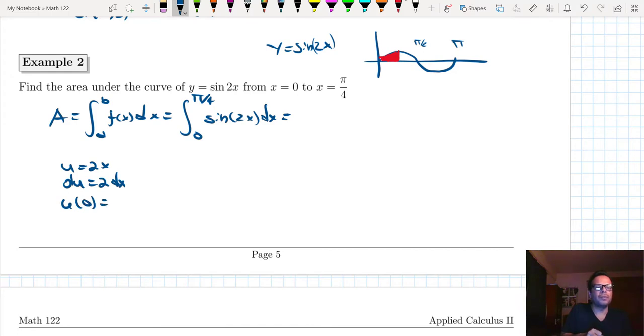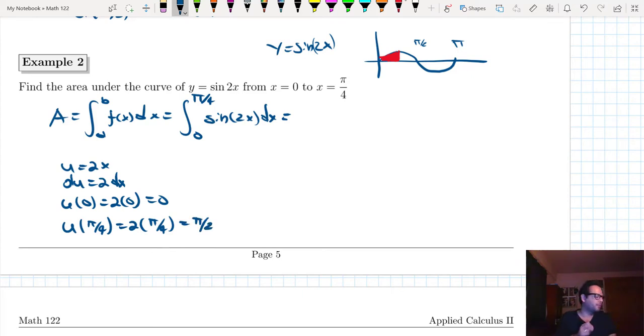u of 0, the lower limit, equals 2 times 0, just the same way we did it on the exercise above, right? And u evaluated at the upper limit to change the limit of integration, that's going to be 2 times pi over 4. Okay, so 2 times 0 is 0, and 2 pi over 4 is the same as pi over 2. Okay, so we are going to integrate.